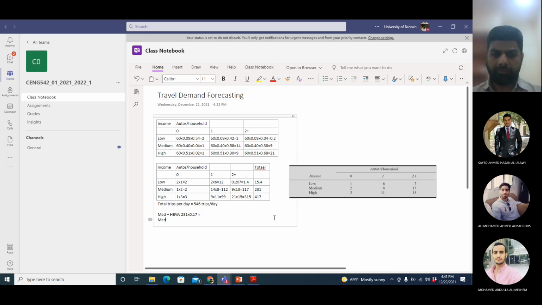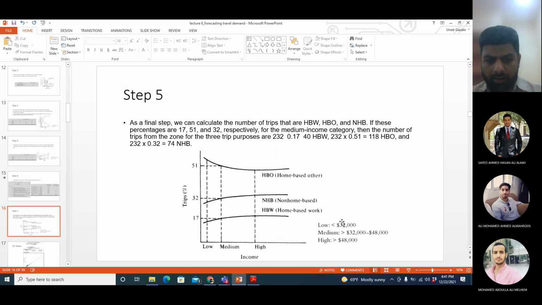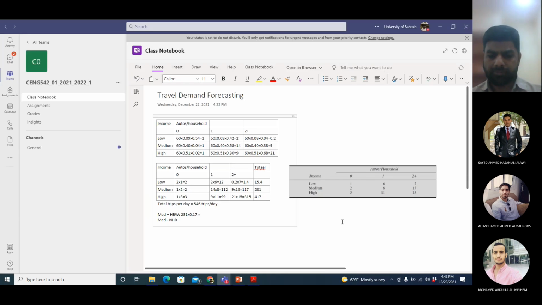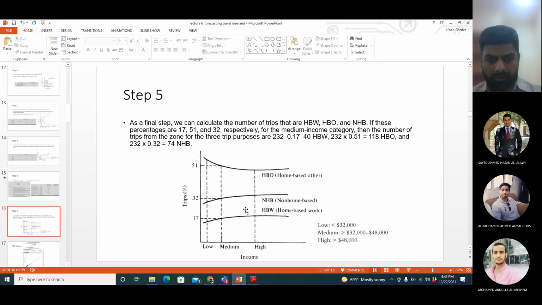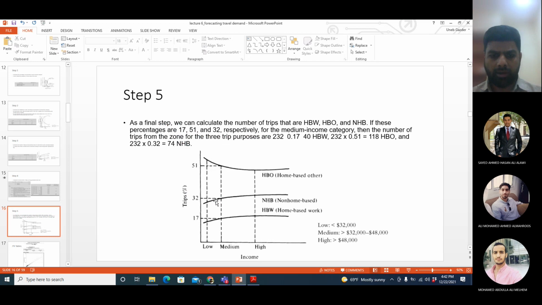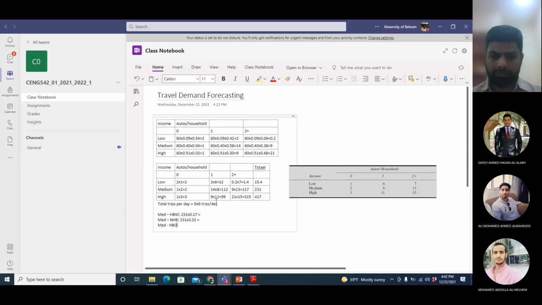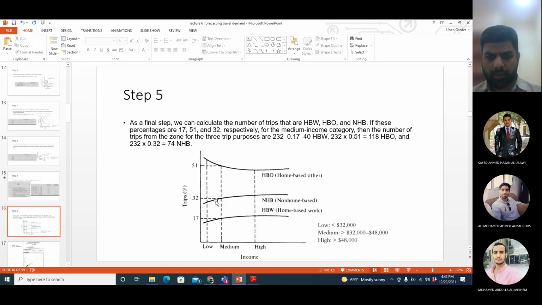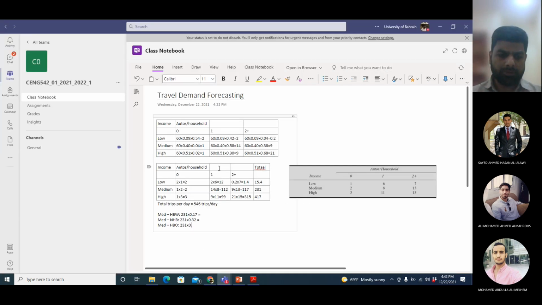And then you have medium income non-home-based. Again, 231 into 0.32. And then you have medium income home-based other. So 231 and 51%.